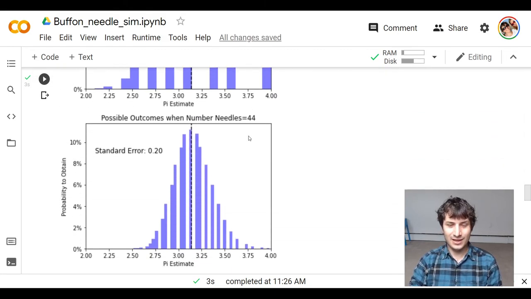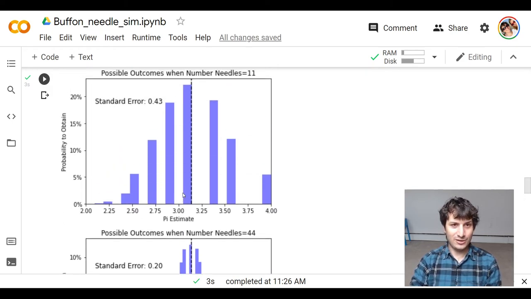And once again, the computer has run it a million times and made this nice histogram of the possible outcomes. You can see now it's a lot more closely centered around pi. Pi is this dotted line in the middle. It's shrinking around pi, and the standard error is now 0.2. So now we're typically off on average by around 0.2 from the true value of pi. And you might notice that I've increased the number of needles thrown by a factor of 4, and the error went down by a factor of 2.